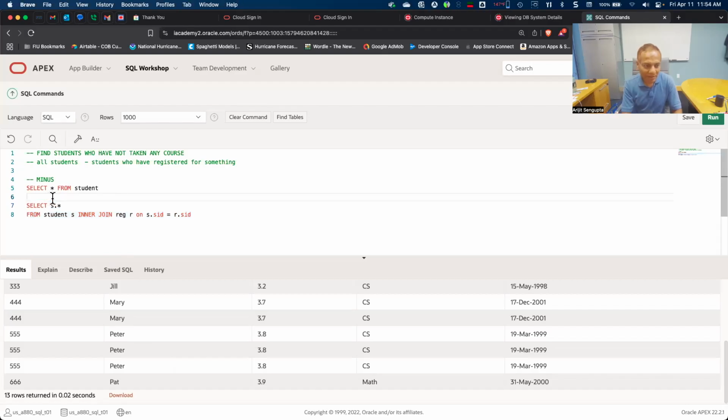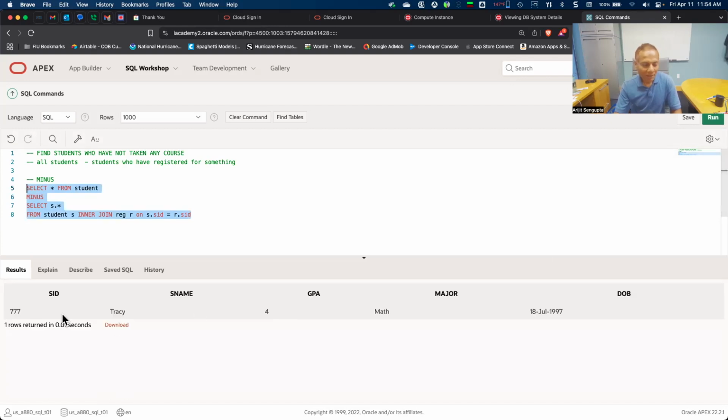Now, if I put a minus in between and run these two together, now we see the students who did not register for anything. So this is the simplest way, or at least logically the simplest way, to run a non-monotonic query. There are many other ways.